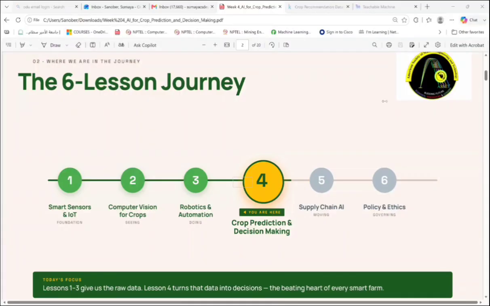So lessons 1 to 3 gave us the raw information and the physical capabilities. Lesson 4 is going to transform that information into recommendations. At the end of today's lecture, you should be able to explain how that transformation happens.